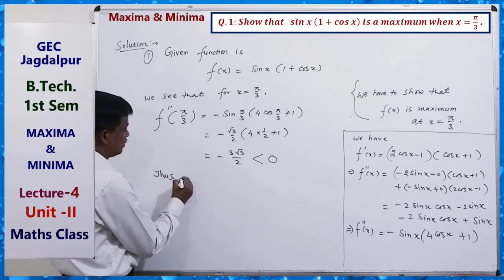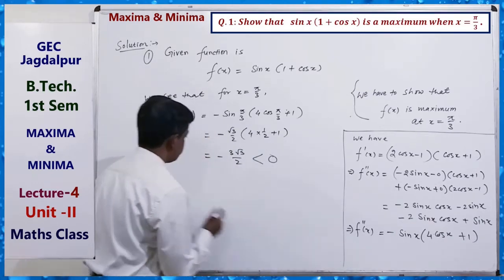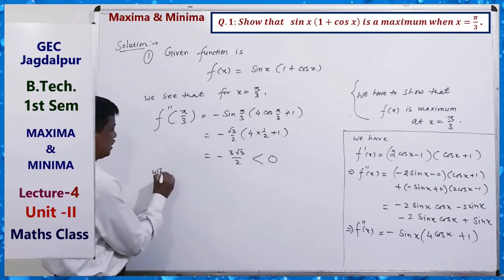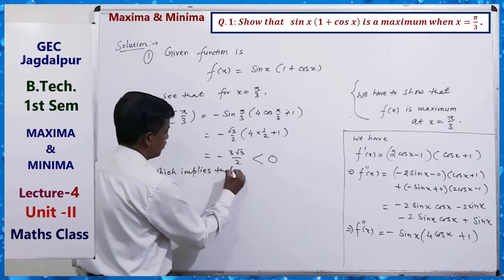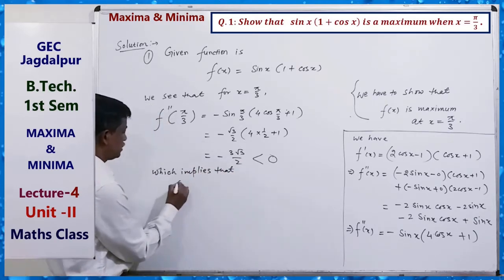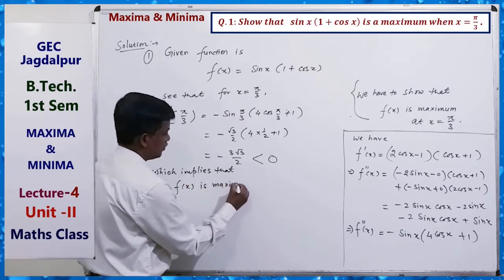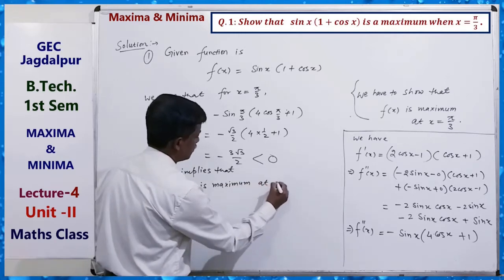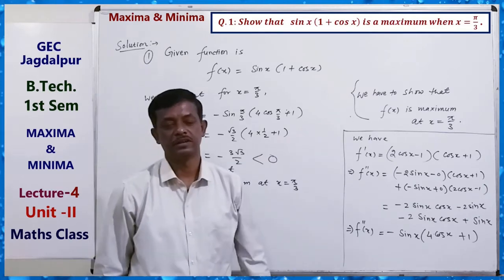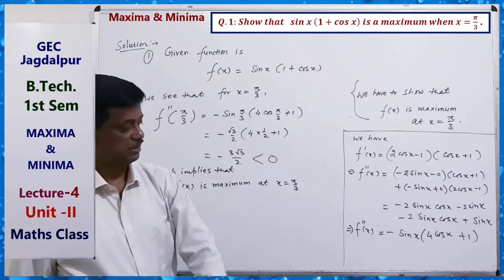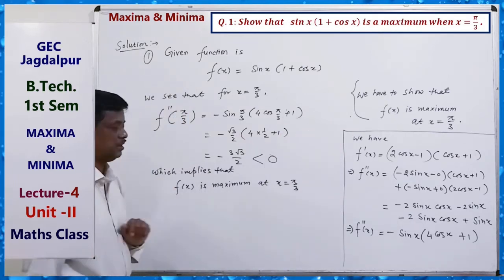Thus, which implies that f(x) is maximum at x equals pi by 3. And for testing at pi, just our record result is obtained now.